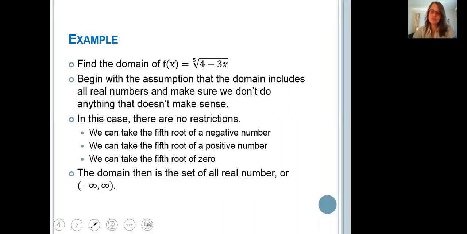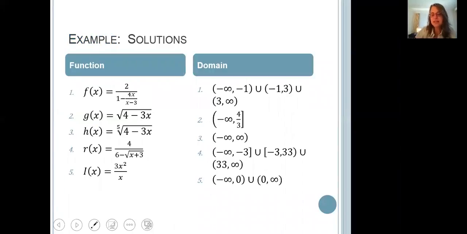So the domain of this function is all real numbers, or in interval notation, we write it as negative infinity up to infinity. All right, I'm going to leave the rest of these for you to work. I've given you the answers here. If you can't get any of these, or if you don't understand something, please reach out on the forums.